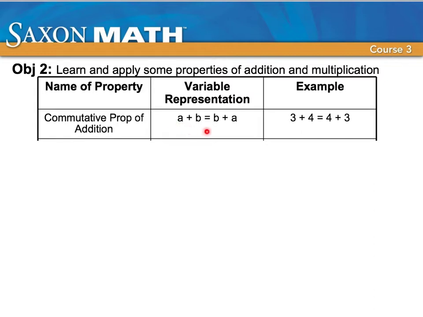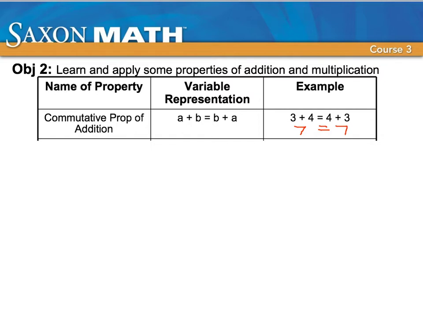So the variable representation is a plus b is the same as b plus a. I took those two things and flipped them around, and it doesn't matter. Let's test that in our example. My example says that 3 plus 4 is the same as 4 plus 3. Let's stop and think about if that's true. What is 3 plus 4? It's 7. What is 4 plus 3? It's 7. I got the same answer. Those are equal to each other. So again, the commutative property says I can take the numbers and add them together in any order and it won't change what I have.